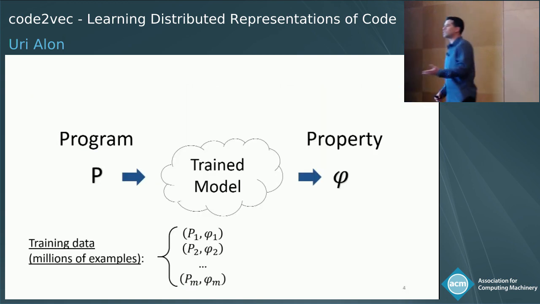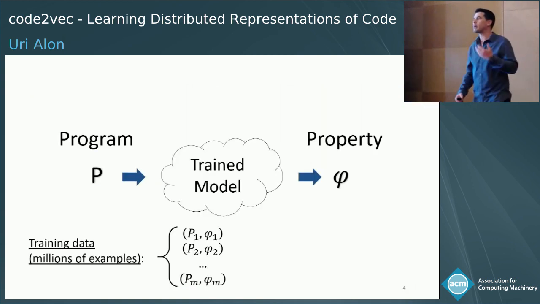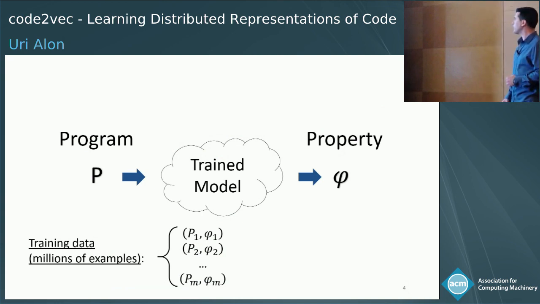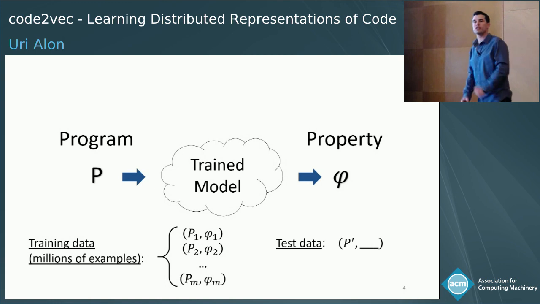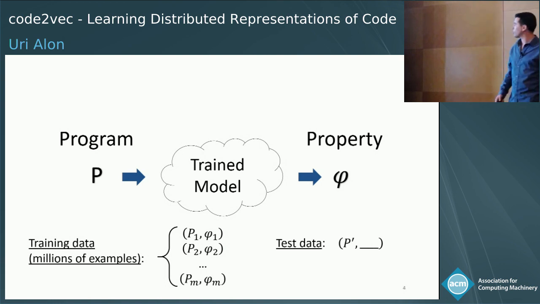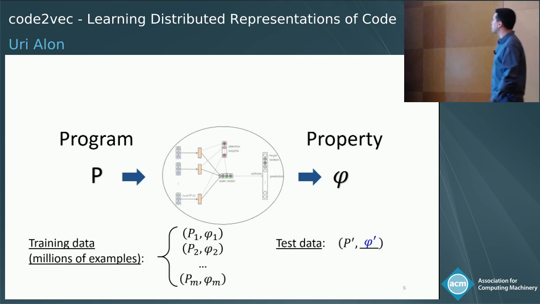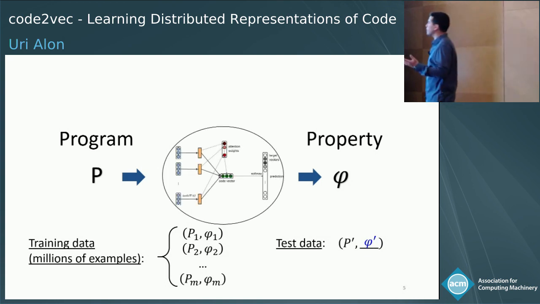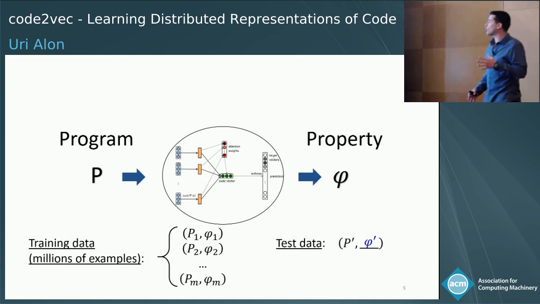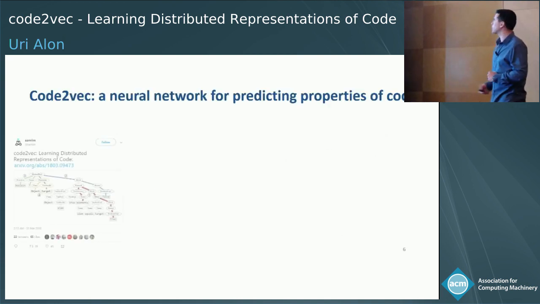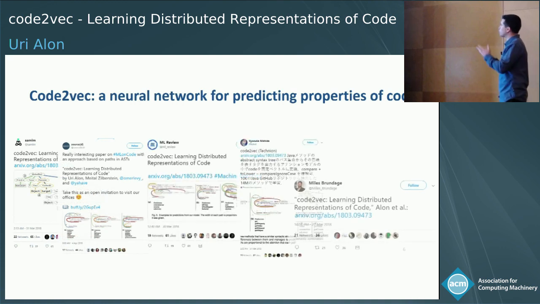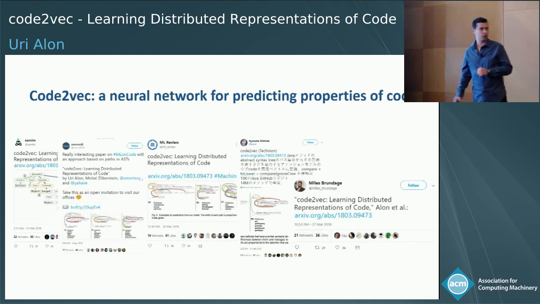To perform such predictions, we need to train the model on pairs of programs and their properties, and hope that at test time, when the model observes a program that it has never seen before, it will be able to generalize and predict a likely property. And the best way that we know to do that is using neural networks, which are trained on millions of programs and their properties. And this network is called code2vec. It's a neural network for predicting properties of code. We released it to arXiv a few months ago and got great positive response.